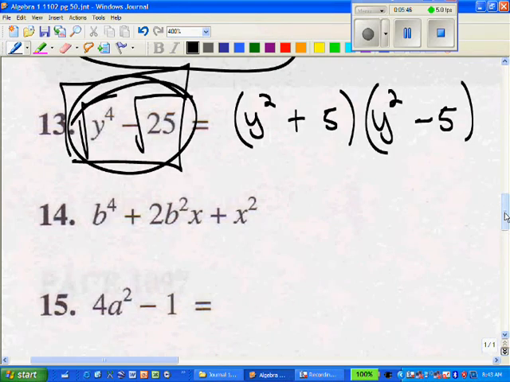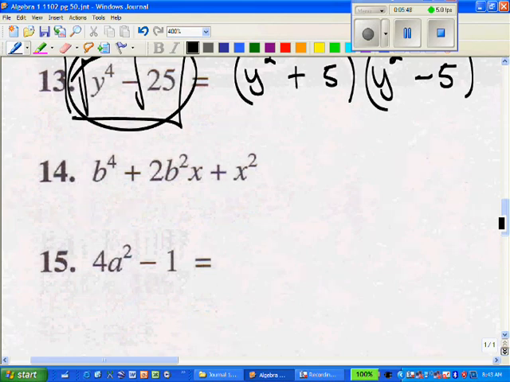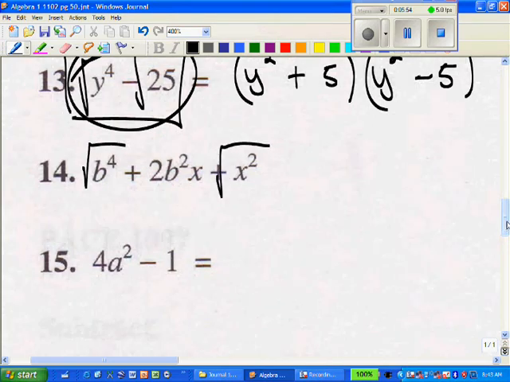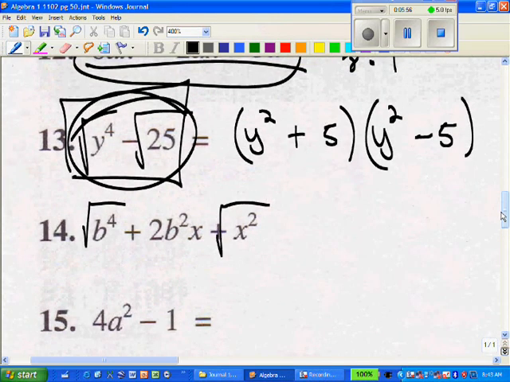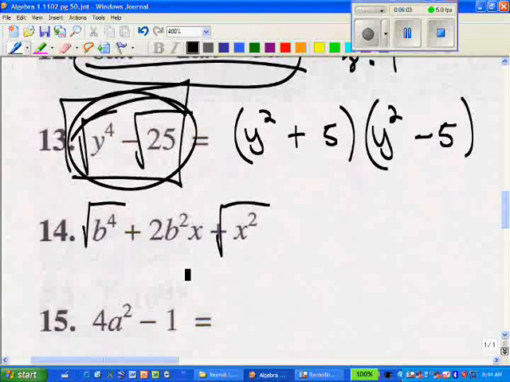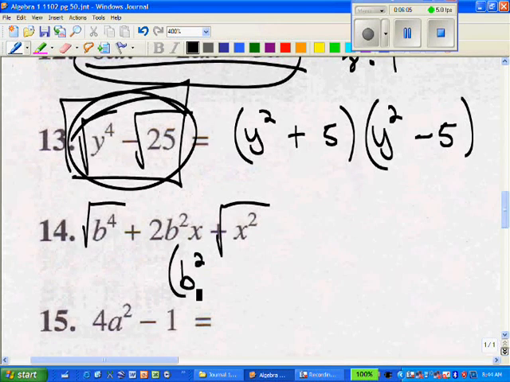Okay, now look, it looks like this one here is a perfect square. That means that to get my factor, all I've got to do is factor the first term and the third term. Now, there's the difference of squares, and then there's perfect squares. This looks like a perfect square. Let's find out if it is. So the square root of b to the fourth is b squared. So that's going to be my first term.